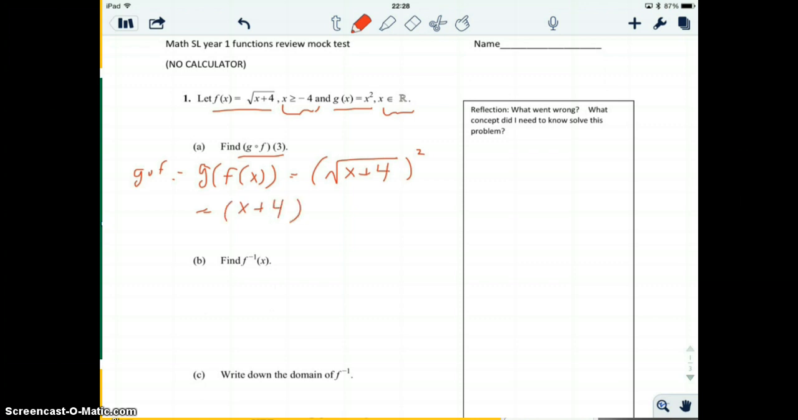So now we just put 3 in for x, because here it says we're going to put 3 in for x. And so 3 plus 4 is 7. So our answer is 7.